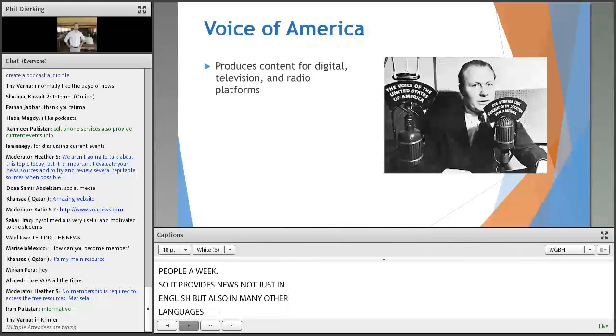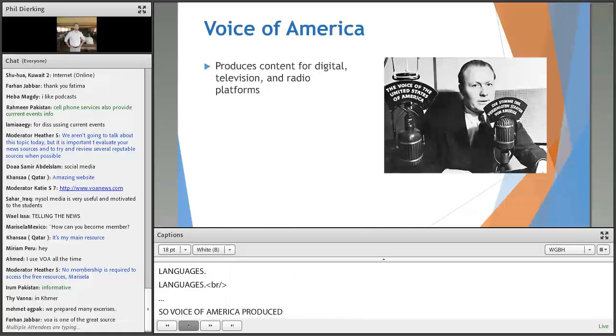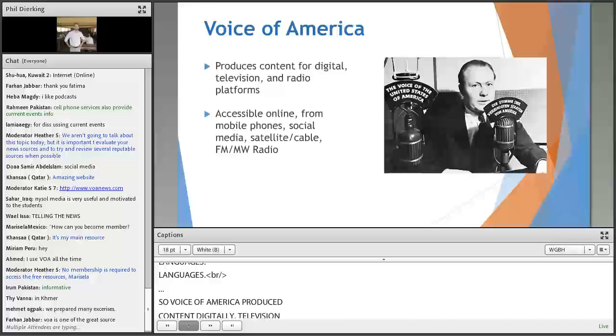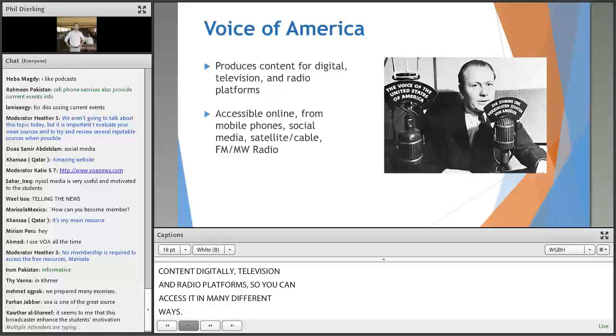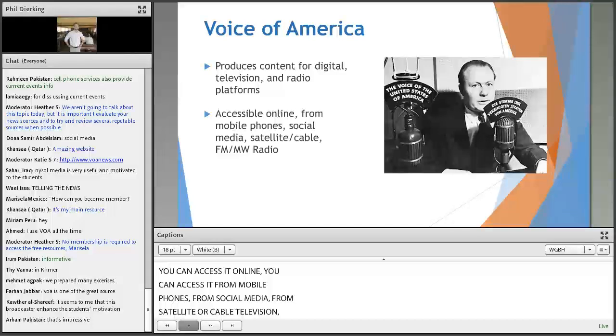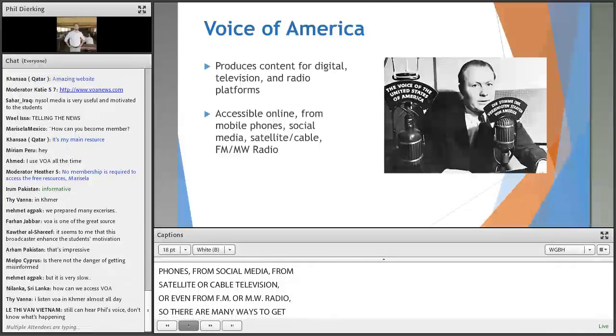So Voice of America produces content digitally, for television, and for radio platforms. So you can access it in many different ways. You can access it online, from mobile phones, from social media, from satellite or cable television, or even from FM or MW radio. So there are many ways to get access to Voice of America. Maybe not all of these work for you, but I'm sure at least one of these will.